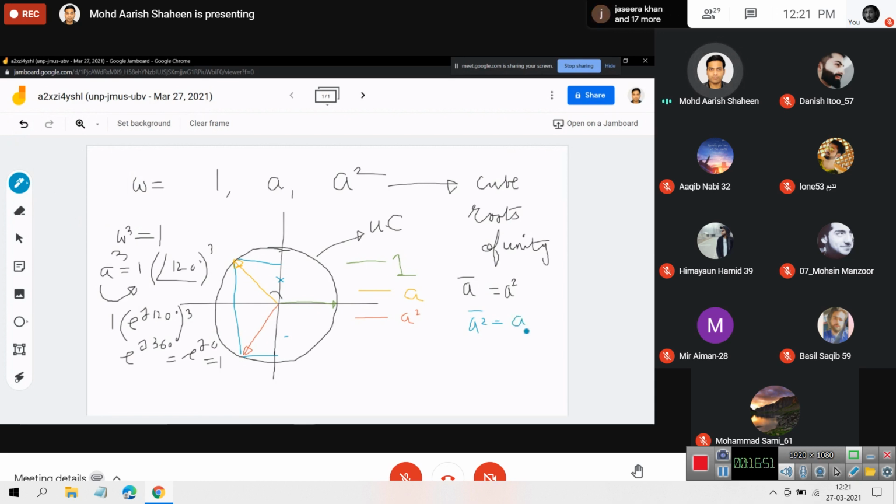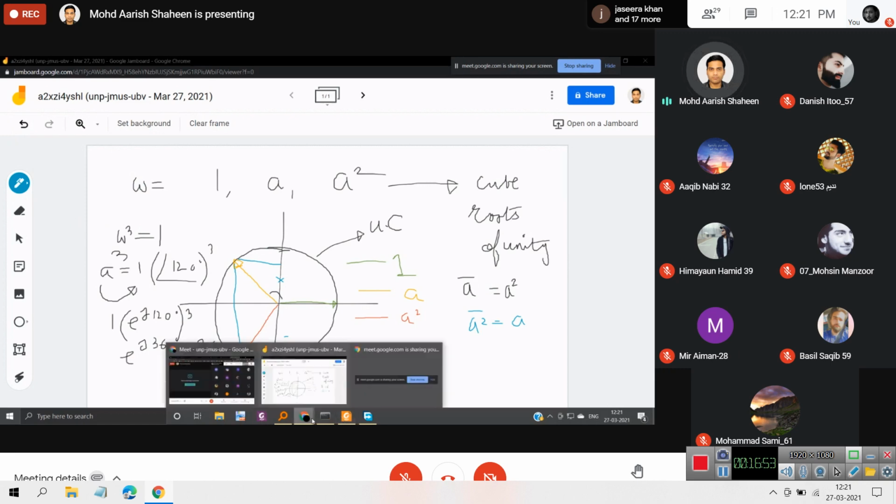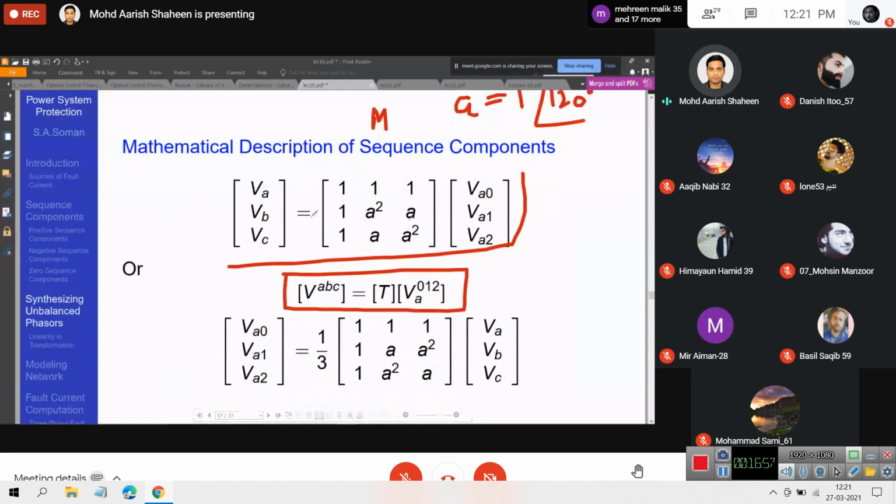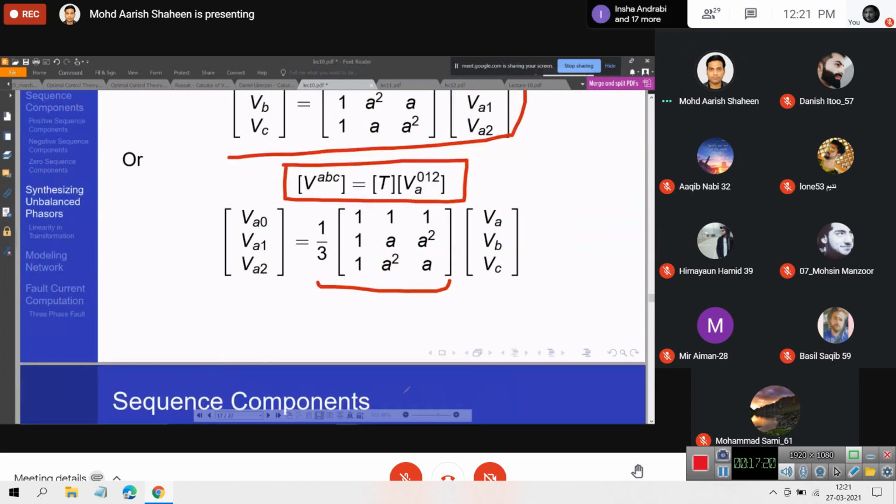So that was a brief recap of the properties of cube roots of unity. Let's go back to this. So if you look at this matrix, 1 1 1, 1 a square a, 1 a a square, whatever. If you write it in matrix form, you can always go for inversion. So if the vector VABC is this matrix T times the vector VA012, we can always invert this, and this is, by the way, T inverse.